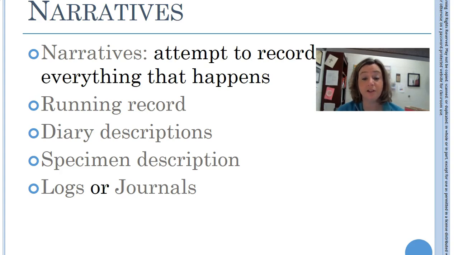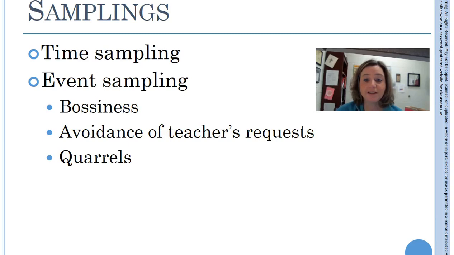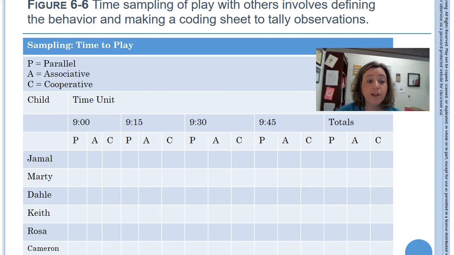But again, in CHD 165, you're going to be actually doing a lot of anecdotal records, and it is a form of a narrative. Samplings are when you are actually trying to get some information about something specific. So the book talks about time sampling and event sampling, and the next couple of slides are going to show you examples of those. So with time sampling, what you're doing is you are taking these different snapshots of time to see what's actually happening.